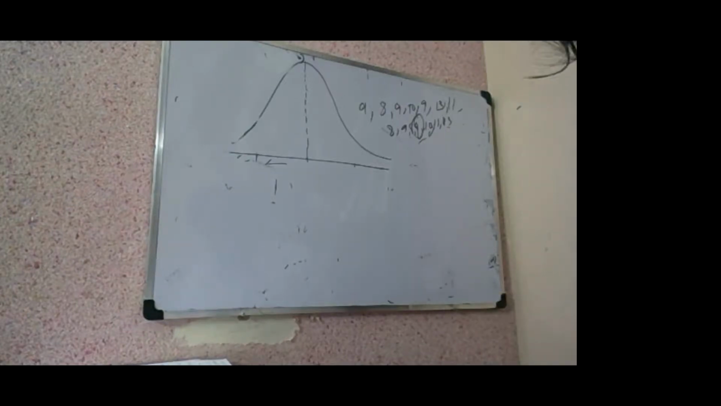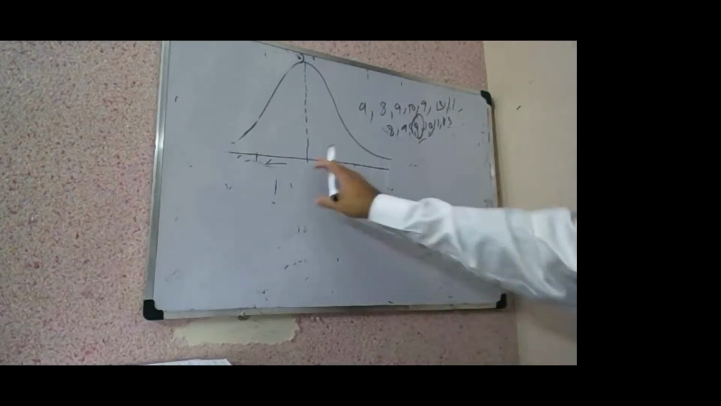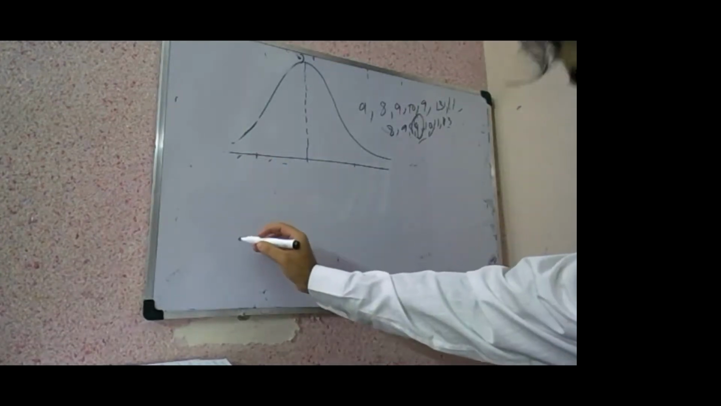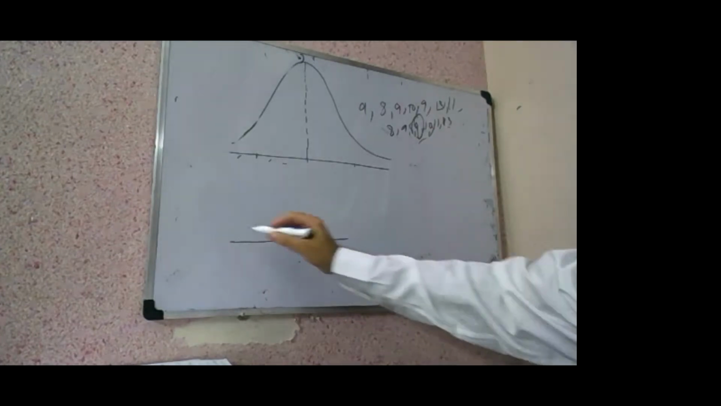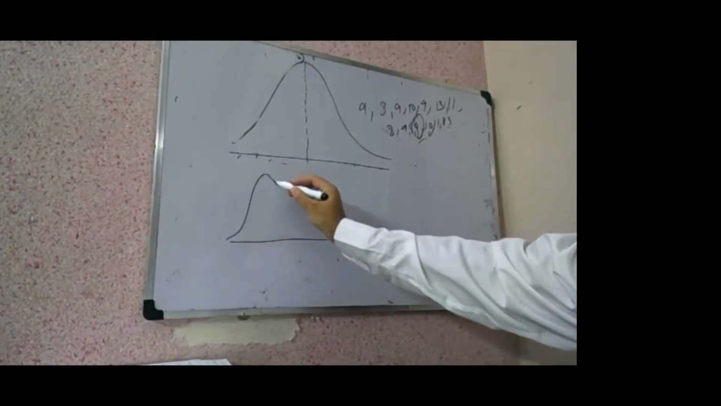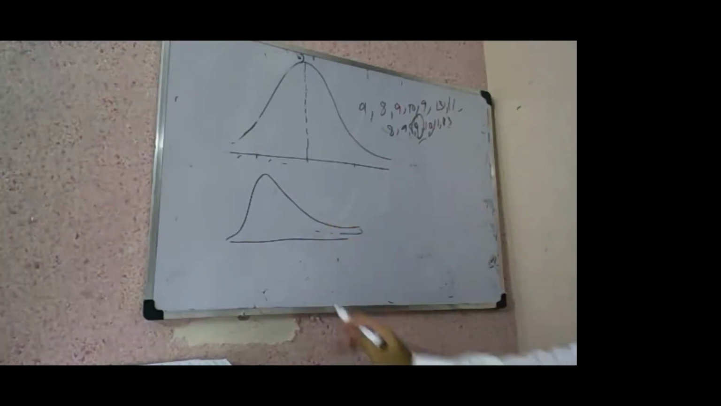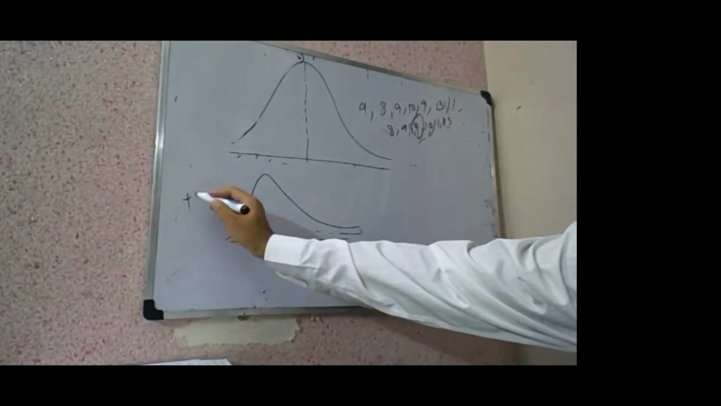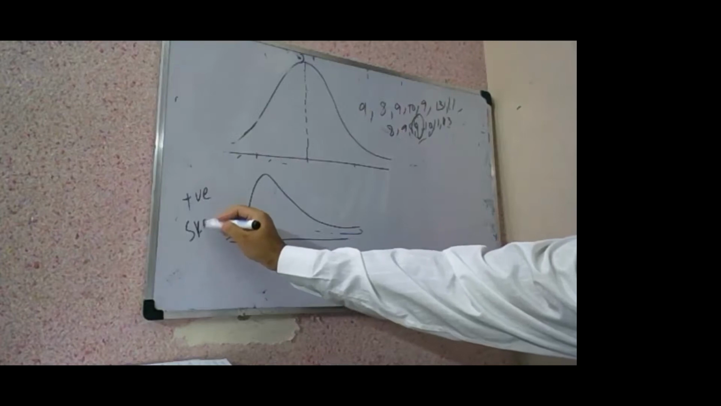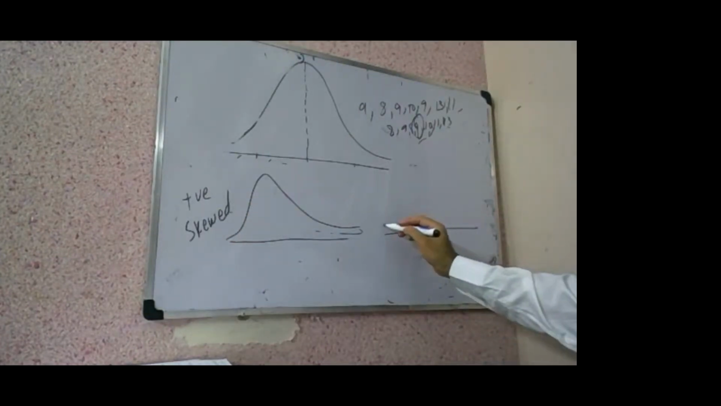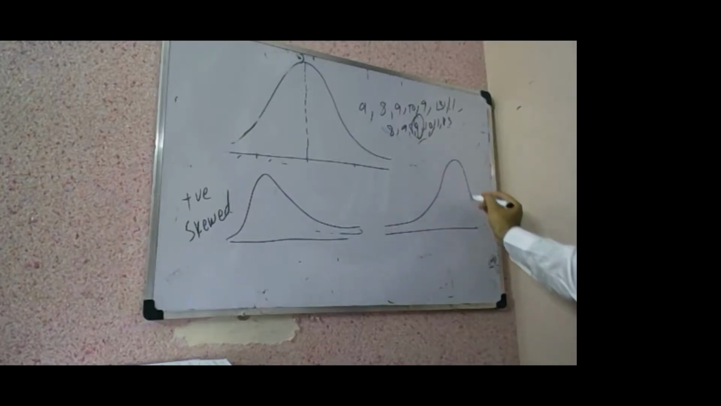Now, this is about symmetry. Sometimes our histograms show this kind of shape, where there's a lot of data here. So it's not symmetric. As I told you, this is positively skewed, or this one is negatively skewed.